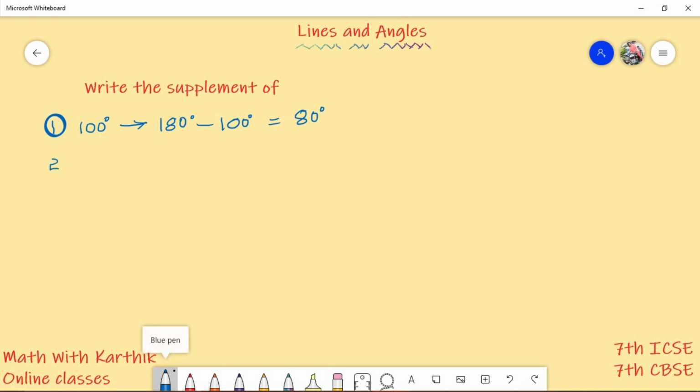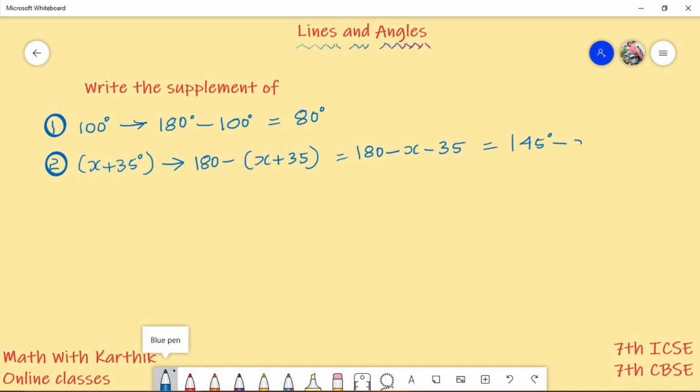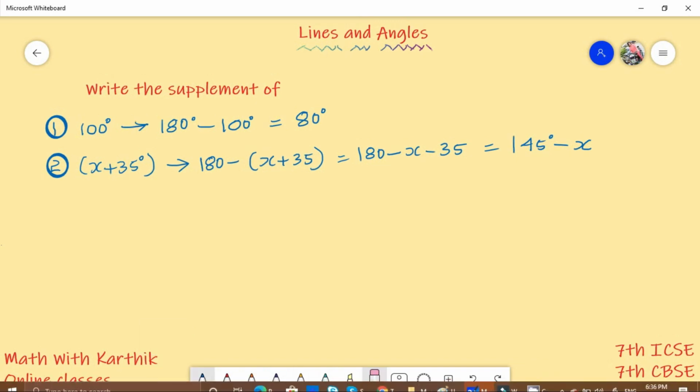Question number 2. Let me take one more example. x plus 35. What is the supplement of x plus 35? So simple, 180 minus of x plus 35. So minus sign inside, minus x minus 35. So this will be equal to 145 degree minus x.